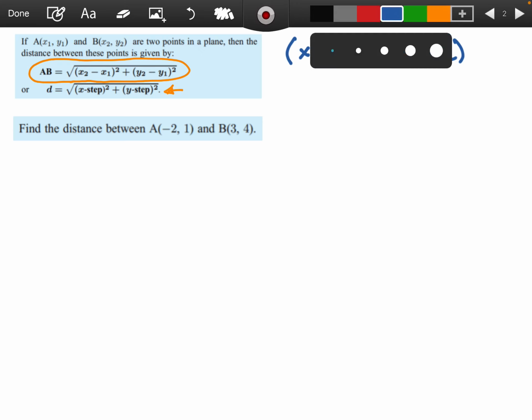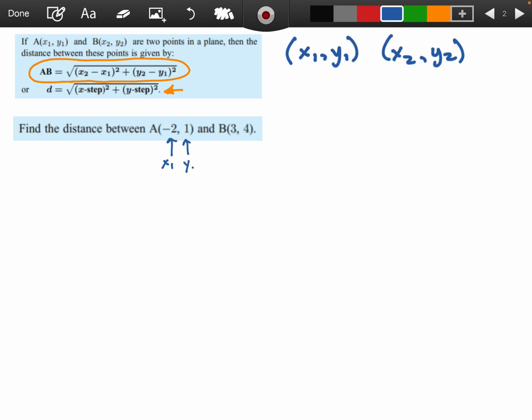Okay, so our first example here, find the distance between A and B. So A is -2, 1, and B is 3, 4. So arbitrarily, I am going to say that that is point 1. So that will be x1, y1. And then B will be my point 2. So x2, y2. Okay, so then off we go with the formula.